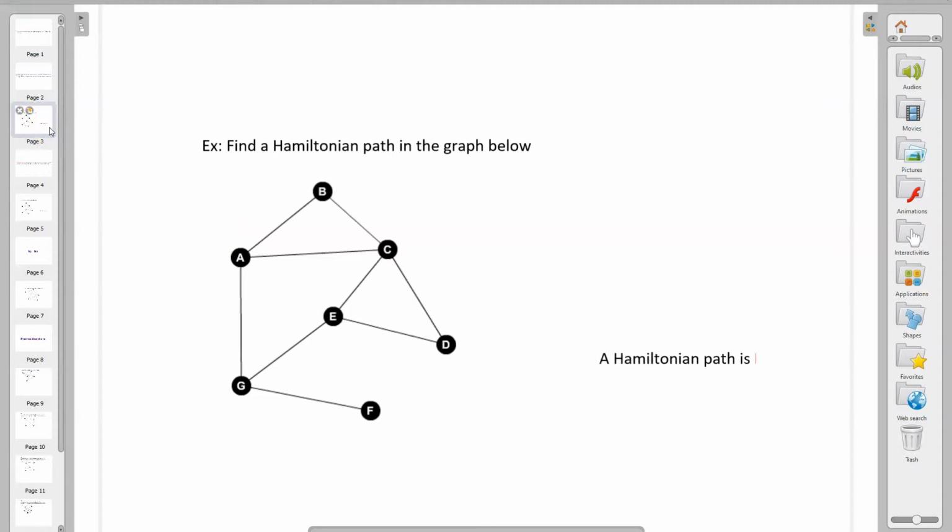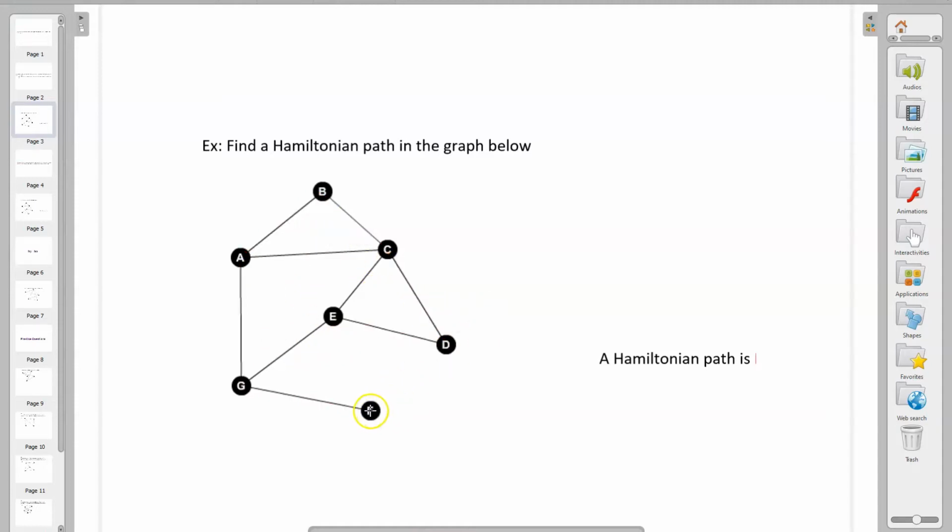Let's look at this graph and see if there's a Hamiltonian path. I'm going to start at vertex F. I can go to G, A, B, C, D, and E. And in that process, I've gone through every single vertex, but I left a few edges unattended.